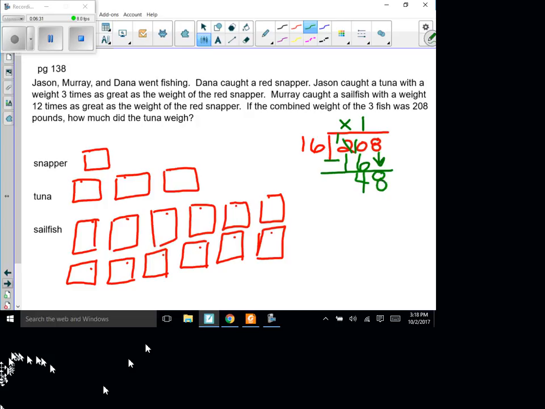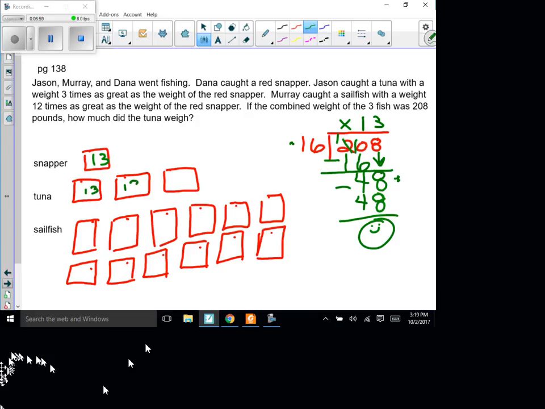And this is where some of you are getting stuck. Down at this 48 where I'm making these dots right here, that's the new division problem. And we see how many times 16 goes into 48. How many times does 16 go into 48? It is 3 times. 3 times 16 is 48. So then you subtract, and then you have 0 again. Okay. So now we know how much the snapper weighed. It is 13 pounds. What we don't know is how much the tuna weighed or how much the sailfish weighed.